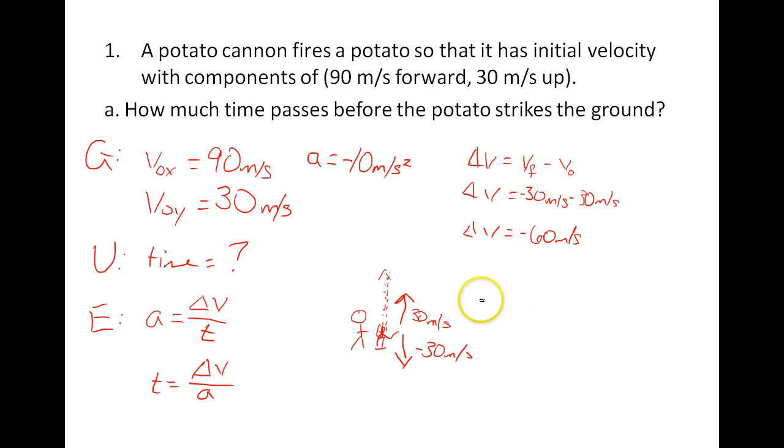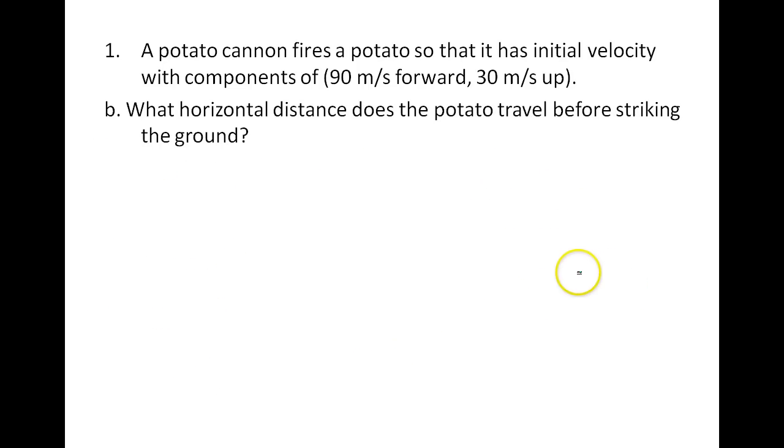So when we do this, time is equal to our change in velocity, which is negative 60 meters per second, where it's accelerating at negative 10 meters per second squared. We end up with an answer of 6 seconds here. It's in the air for 6 seconds on this one. Alright, so now let's look at B. What horizontal distance does the potato travel before striking the ground?